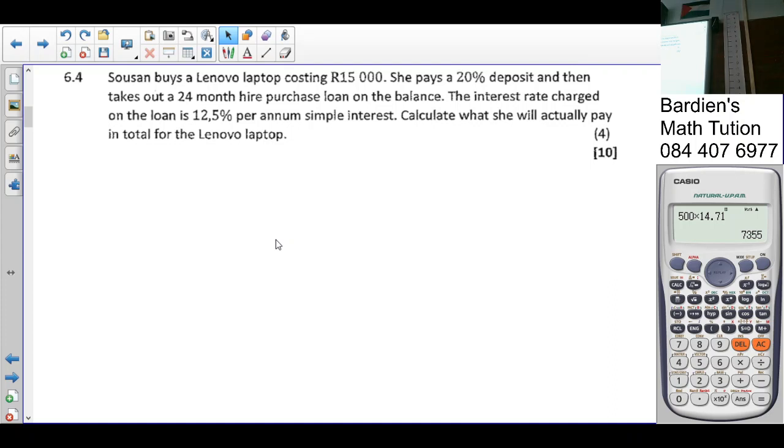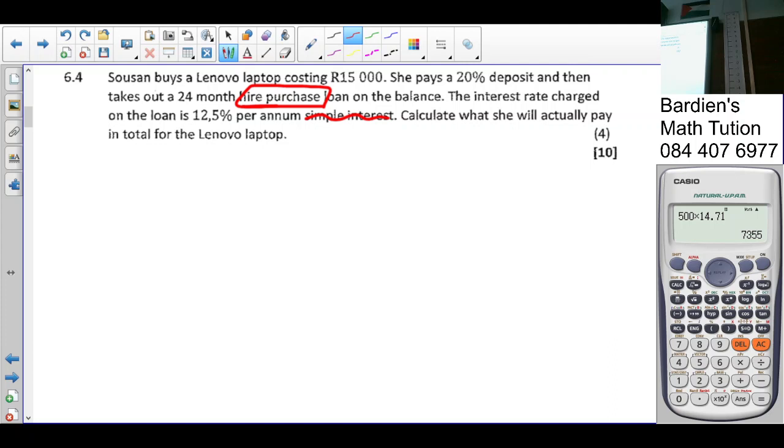The interest rate charge, okay, so it says hire purchase. So what comes to mind here? Simple interest. So the interest rate charge is 12.5% per annum. Simple interest. So they didn't have to say this, because that's a giveaway already. Calculate what she will actually pay in total for the Lenovo laptop.